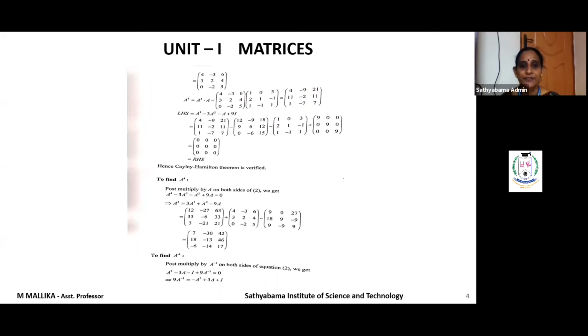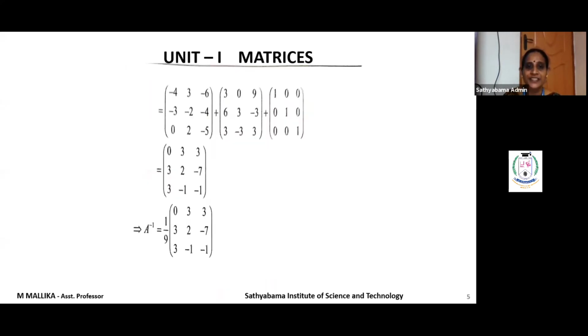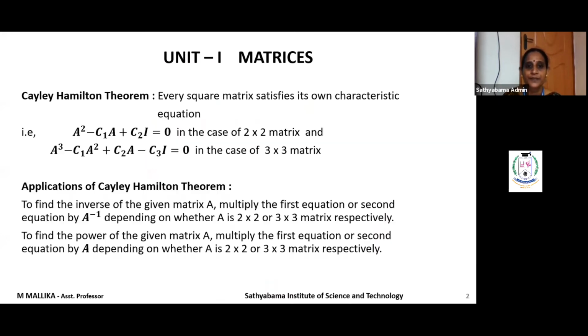Next, I have to find out A power 4 as well as A inverse. To find A power 4, do you remember the previous slide? If I want to find A inverse, I have to multiply throughout by A inverse. If I want to find a power of A, I have to multiply by A. So this is your procedure.